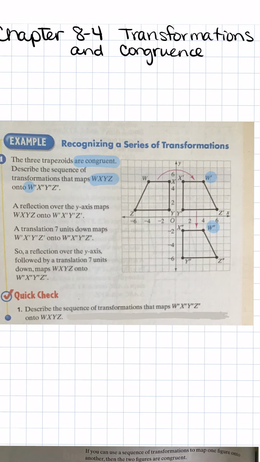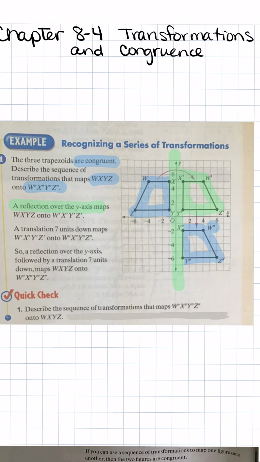So it's asking how we got from this one to this one. So a reflection, so this right here is a reflection. A reflection over the y-axis, this is the y-axis, from WXYZ onto W with one apostrophe XYZ. So then from here, how did it get down to this other one?